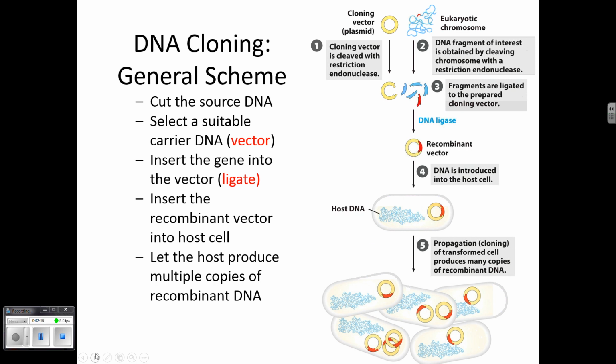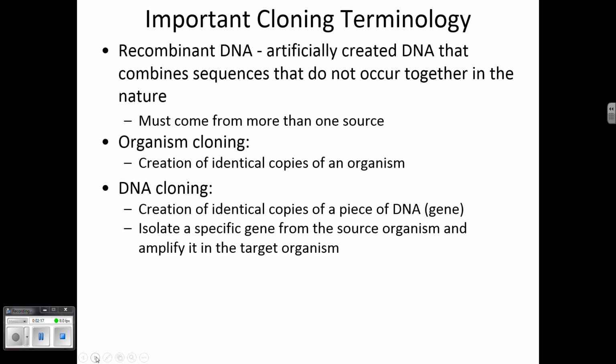Since I've started using some of these terms, let's make sure we're comfortable with a couple of the terms. Recombinant DNA is the term we use anytime we have taken a piece of DNA from one source and combined it with sequences from some other source. It has to be an artificially created piece of DNA.